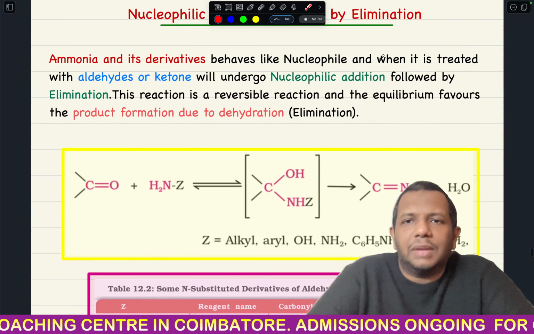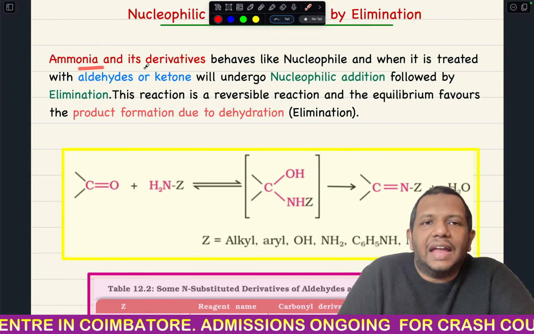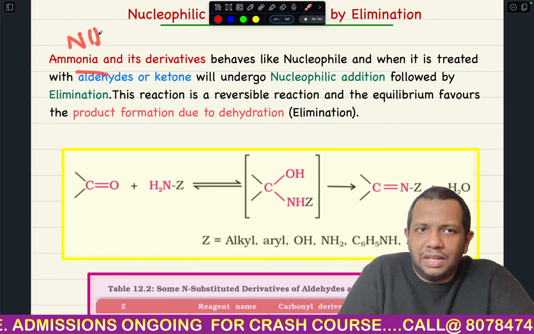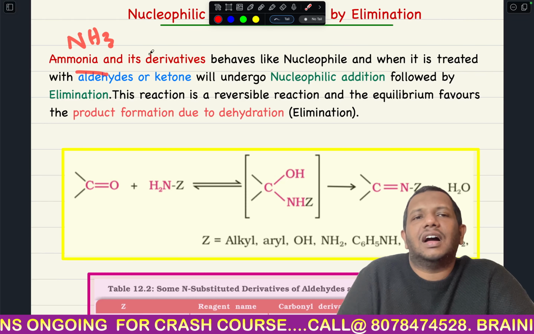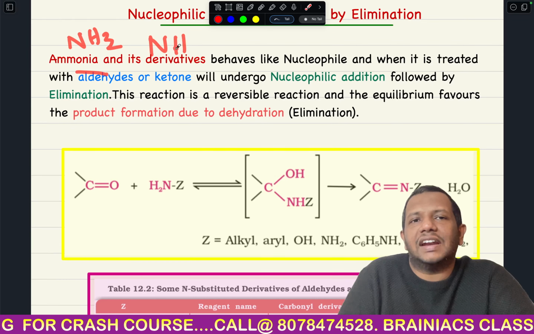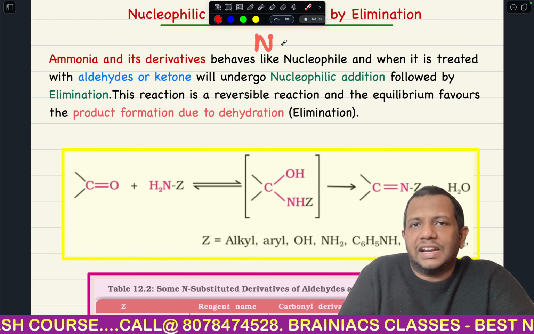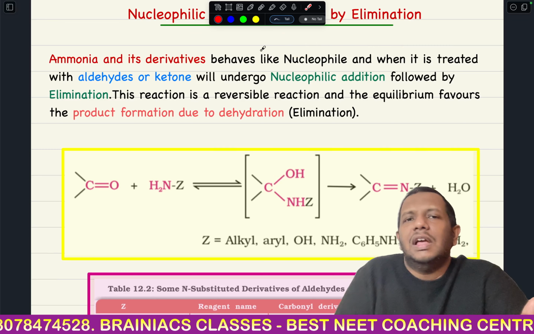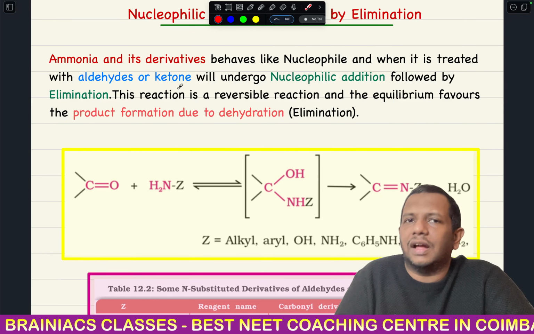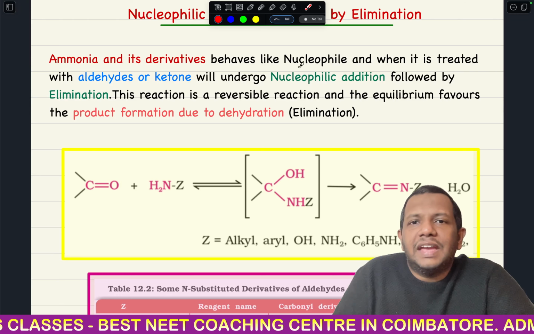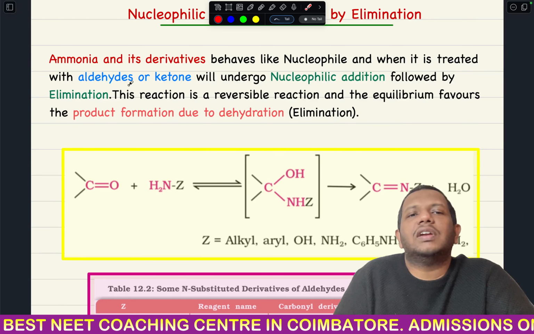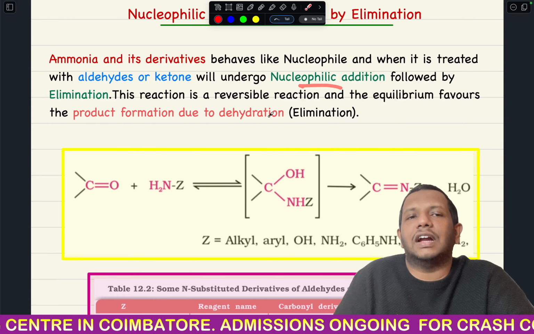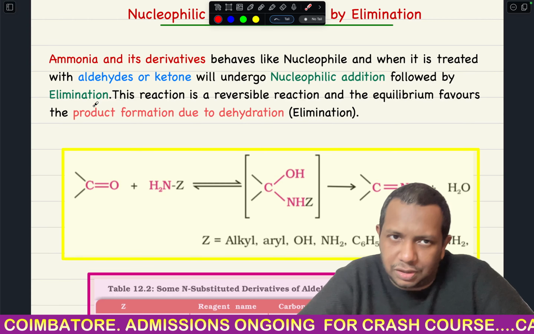Okay. Fundamentally, I can say ammonia and its derivatives. Ammonia means NH3, and its derivatives means that in ammonia there are 3 hydrogens present. If one hydrogen is replaced by any other group, those are called derivatives of ammonia. All those compounds will behave like nucleophiles when treated with aldehydes or ketones, and will undergo nucleophilic addition followed by elimination.